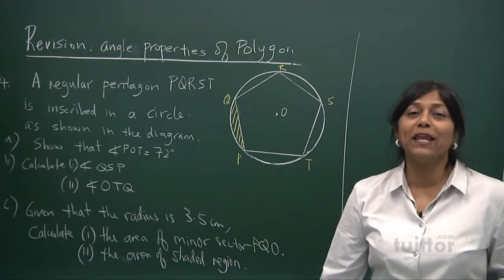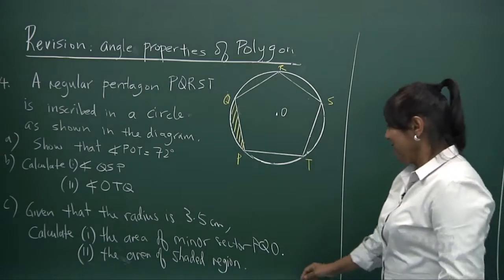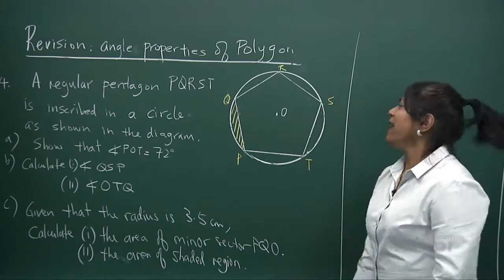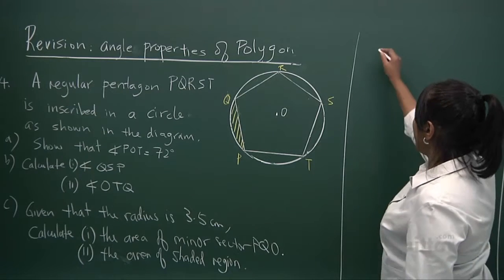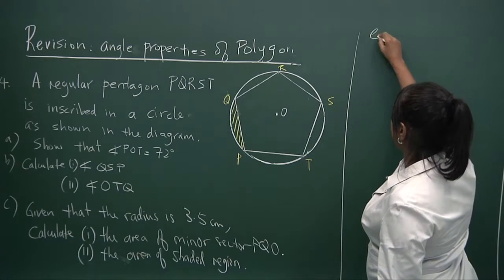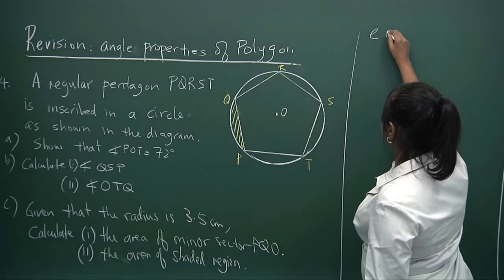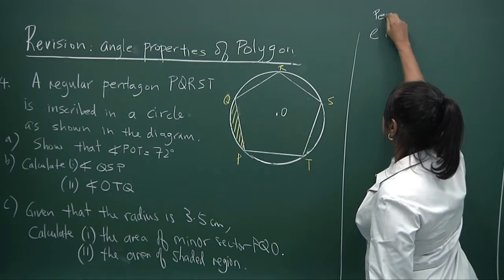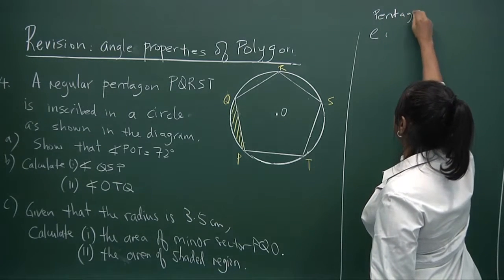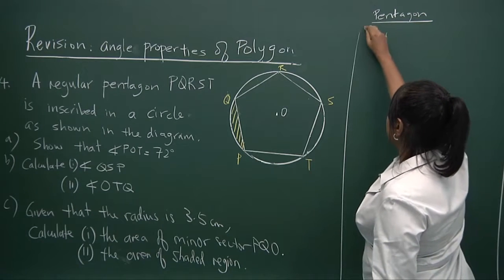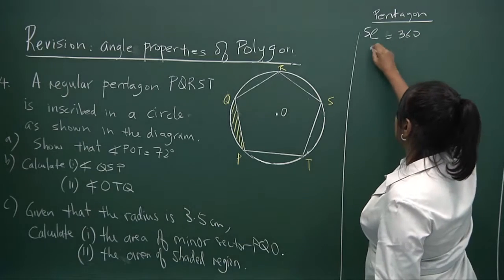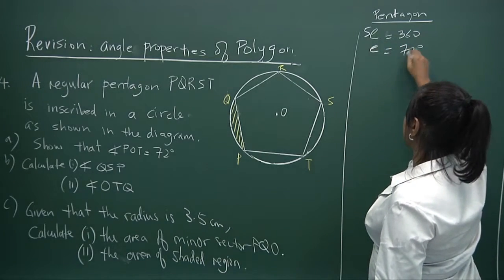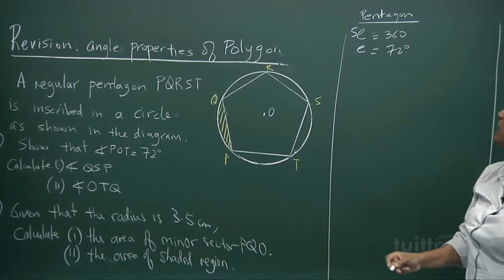Now, let's look at it and say, this is a pentagon. And what is each interior angle of a pentagon? Alright, the exterior angle of a pentagon, what is it? We're talking about a pentagon. That's a 5-sided figure. So what can you say? 5E is equal to 360. So what's your E going to be? You divide by 5, you get 72 degrees.